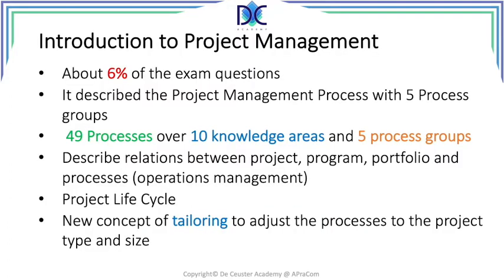When we look at introduction to project management, about 6% of the exam questions is about this. Now, this is chapter 1. Here we describe the project management process, including the 5 process groups. There are, in this version, 49 processes over 10 knowledge areas and the 5 process groups. You have to understand which processes belong to which knowledge areas and how they are divided over the 5 process groups. We will go into that in detail.